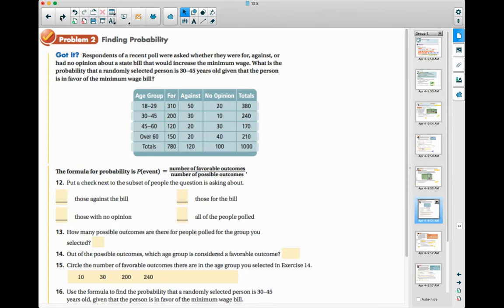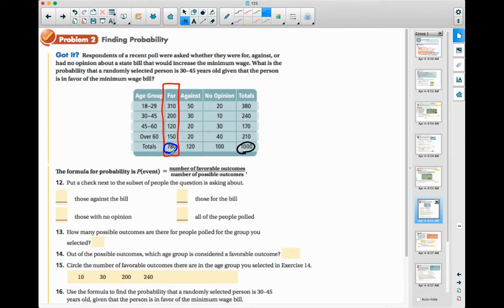Respondents to the recent poll were asked whether they were for, against, or had no opinion about the state bill that would increase minimum wage. What is the probability that a randomly selected person is 30 to 45 years old, given that the person is in favor of it? So they're in favor of the bill. Now we are limiting ourselves to people that are for the bill. So our sample space is no longer 1,000. Our sample space is now 780.